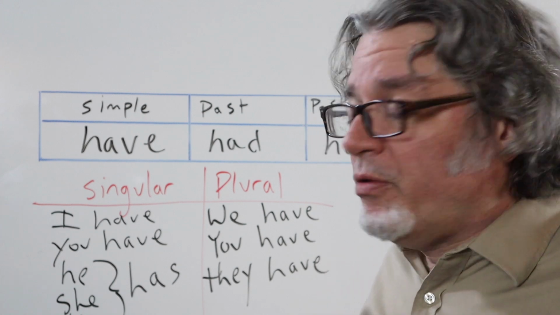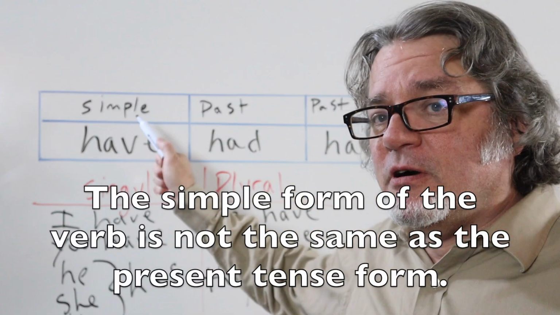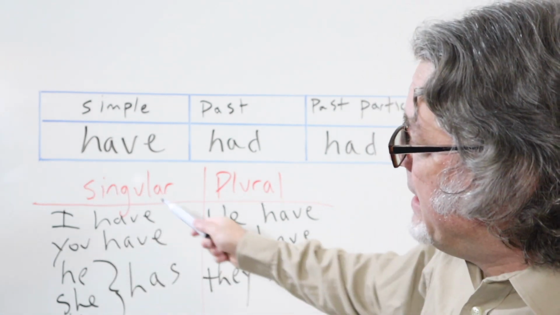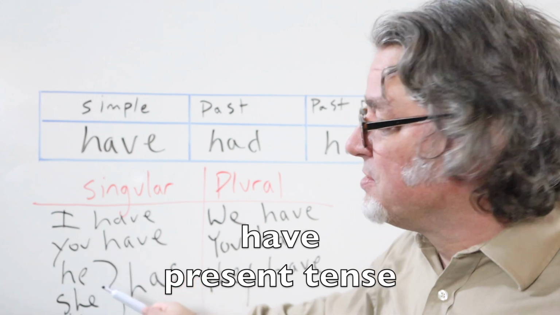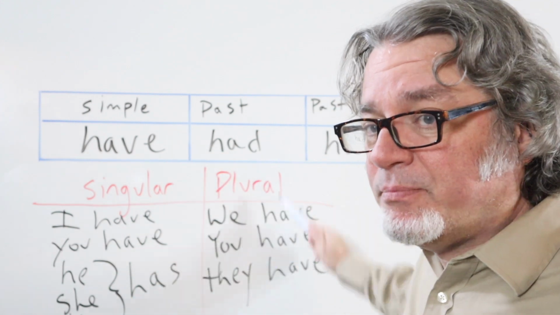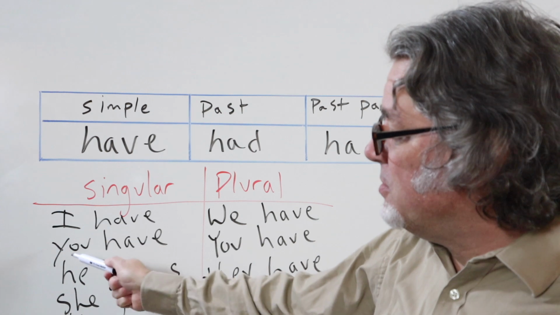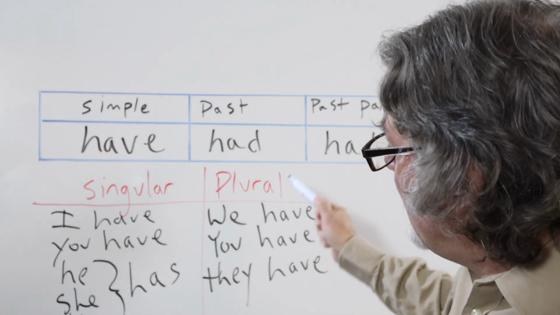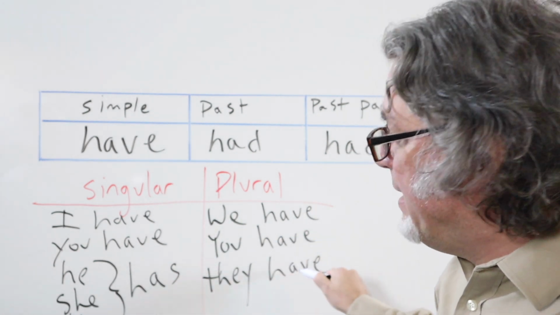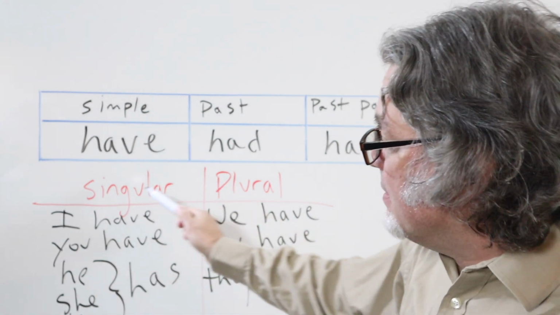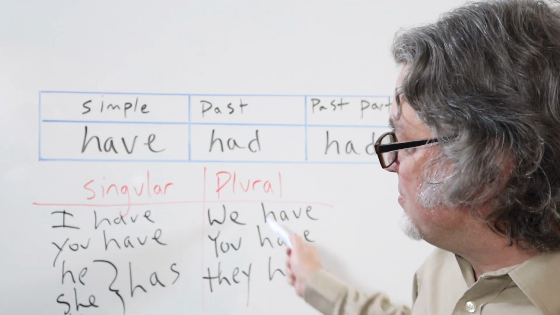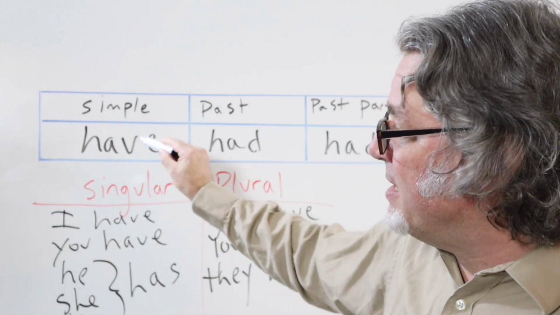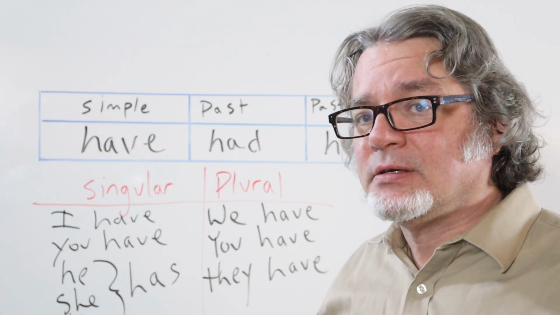It's important to know that the simple form of the verb is not the same as the present tense form. So here's the verb have in the present tense. These are singular, these are plural. I have, you have, he, she, it has. In the plural, we have, you have, they have. So in the present tense, this form is not the same as this.